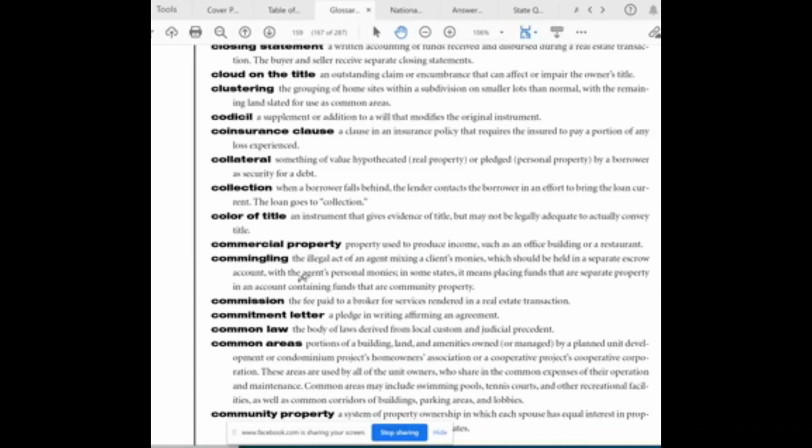Co-mingling. When you cover the top part, you're mingling, right? You're mixing. So it's a legal act of an agent mixing a client's monies, which should be held in a separate escrow account, with the agent's personal monies in some states. It means placing funds that are separate property in an account containing funds that are community property. Never, never, never deposit client money into our personal account nor business account. It has to go into an escrow account. And that's why we take it to the escrow title company.